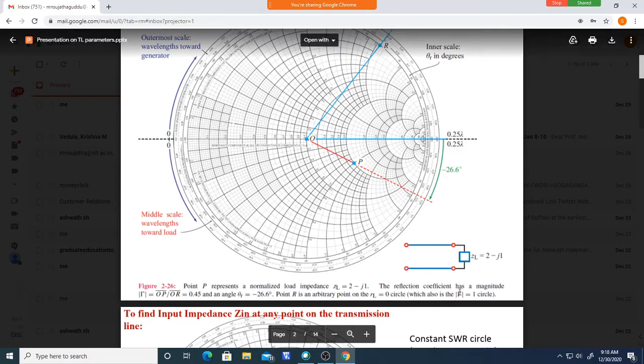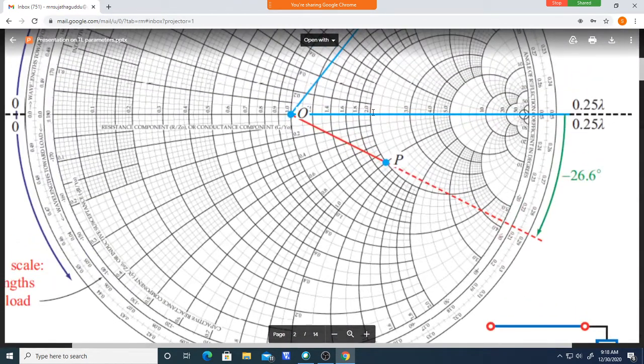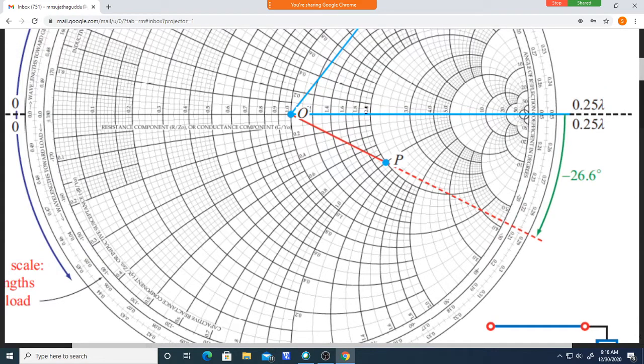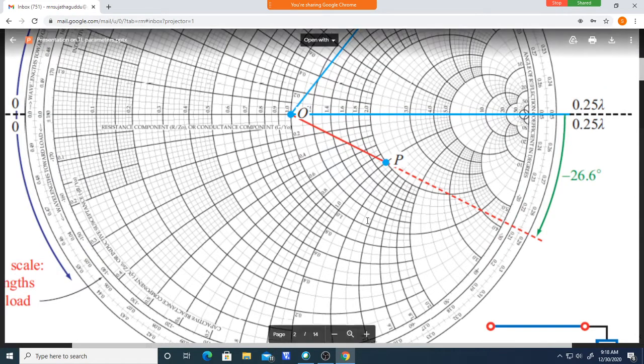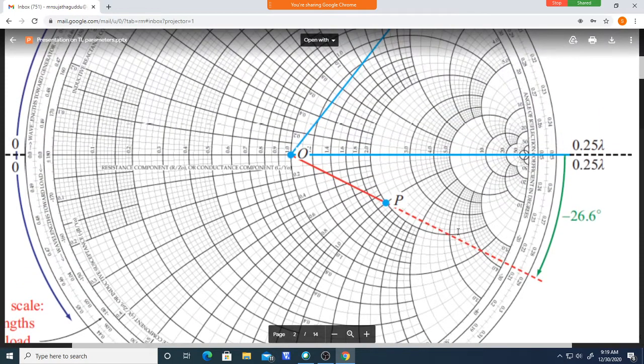Here this is a value. So you can see here R is equal to 2, and X is equal to 1. This is a number written. This is a reactance circle. So the reactance value is 1 and the resistance value is 2.